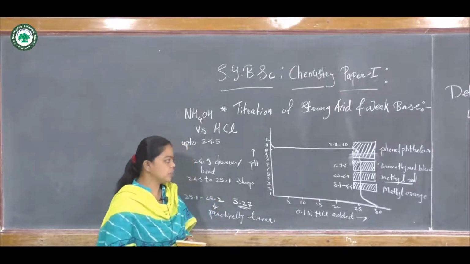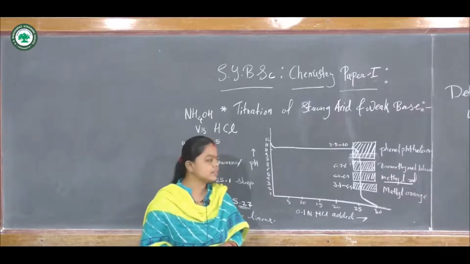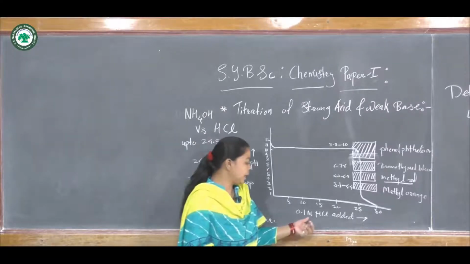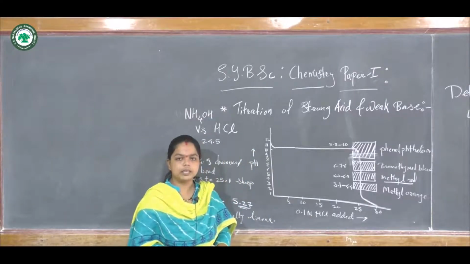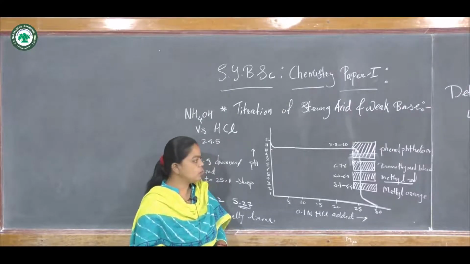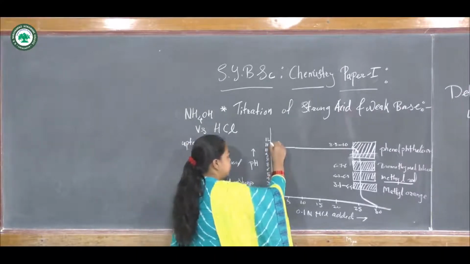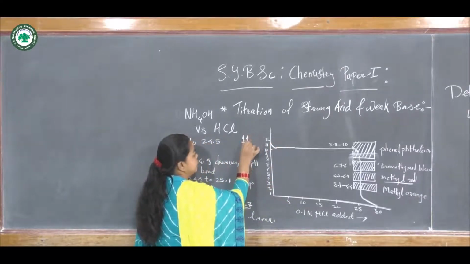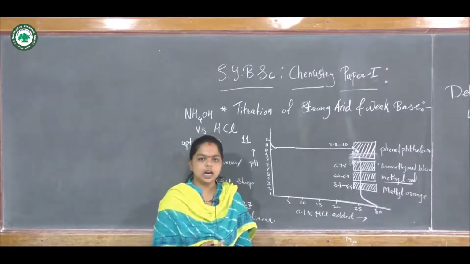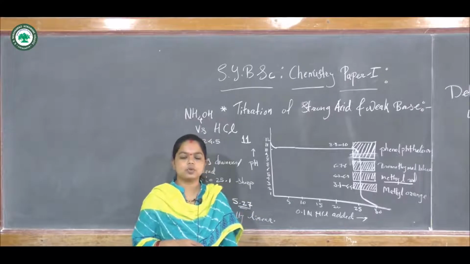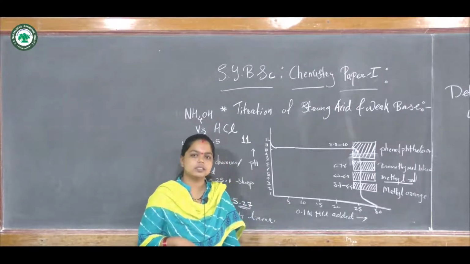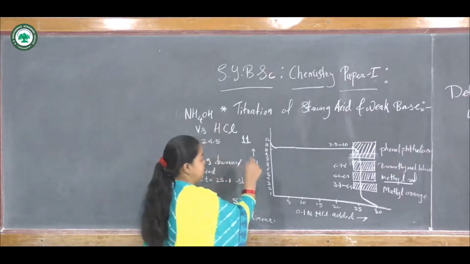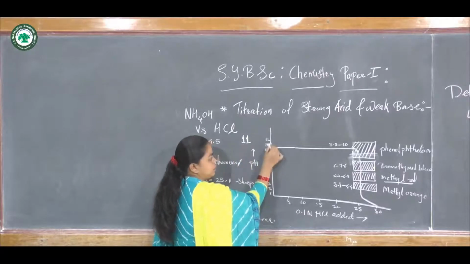Now let us see the graph or titration curve for this titration. We have plotted the graph of pH versus the ml of 0.1 normal HCl added. In this graph we can see the pH at the start is nearly 11. For the first titration of the strong acid and strong base, the pH at the start was 1. So there is a change in the pH at the start of the titration. Here 11 is the value of the pH.